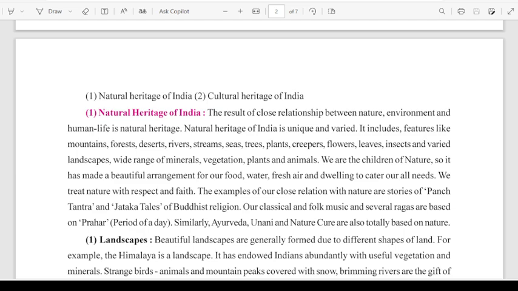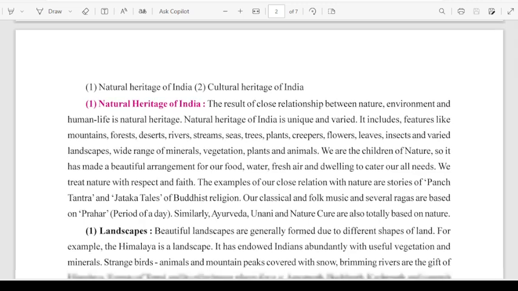We treat nature with respect and faith. The examples of our close relationship with nature are the stories of Panchatantra and the Jataka tales of the Buddhist religion. Our classical and folk music and several ragas are based on Prahar, a period of a day. Similarly, Ayurveda, Unani, and nature cure are also totally based on nature.